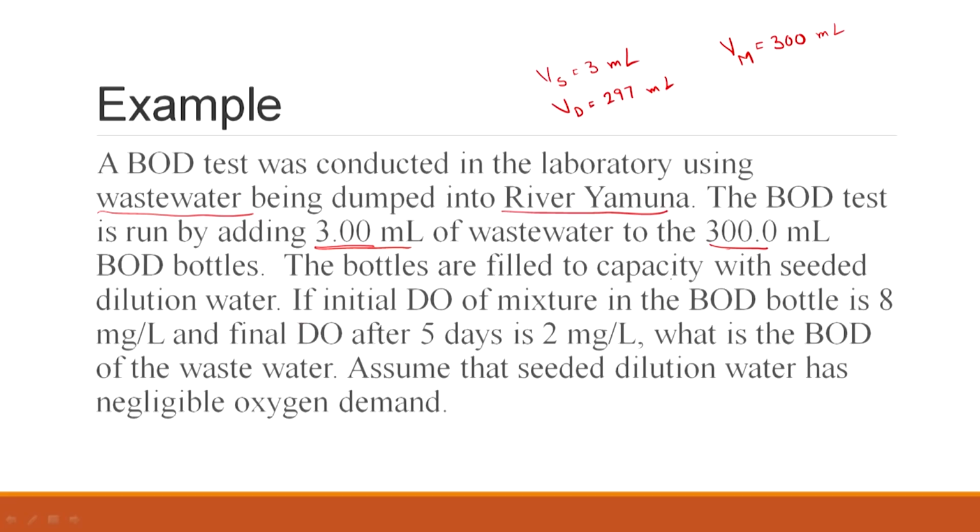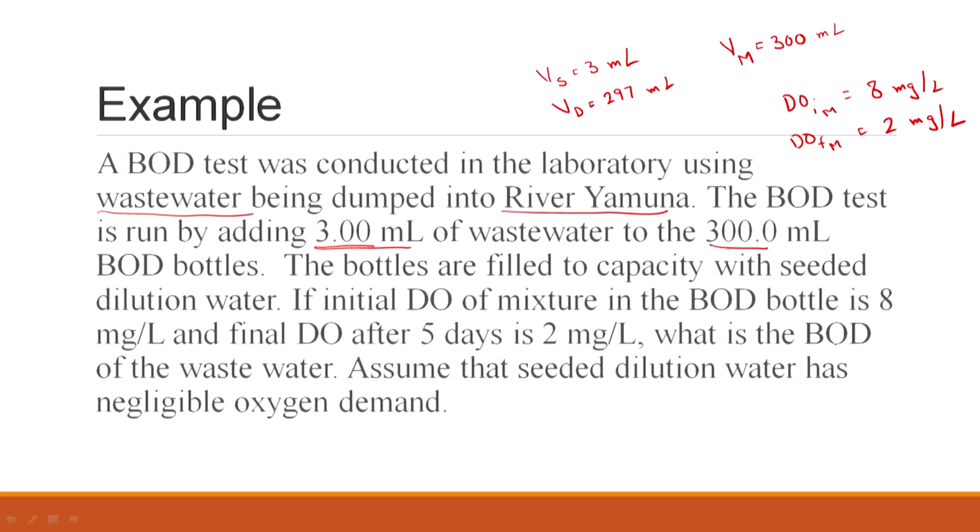And if the bottles are filled to capacity with seeded dilution water, the initial DO of the mixture is equal to 8 milligram per liter, and the DO final of the mixture, which is after 5 days, is 2 milligram per liter. I guess I chose it conveniently.